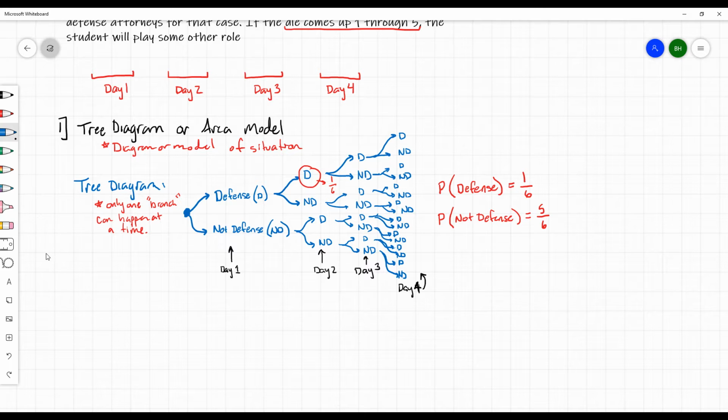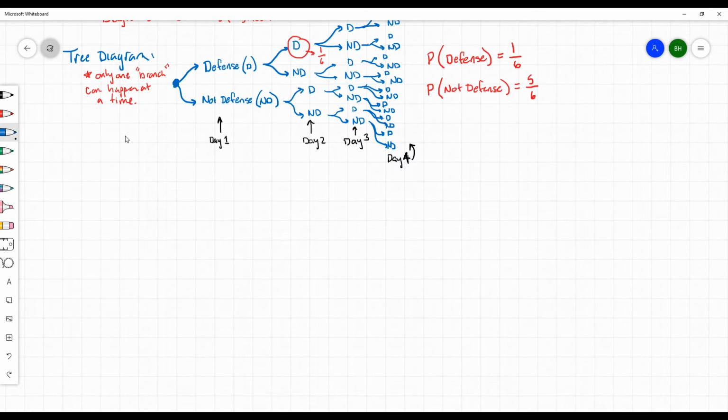Okay. Moving forward, it also wanted us to do an area model. An area model is a little bit different because we have to take into account each day that you have and make an area model to represent all of the possible probabilities. An area model for this situation may be a little bit confusing to create, so I'll show you the starting steps, but we're really just going to use the tree diagram for today.